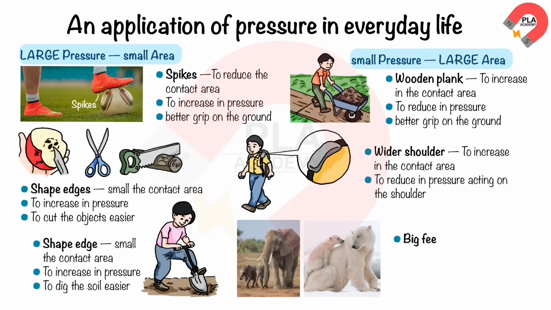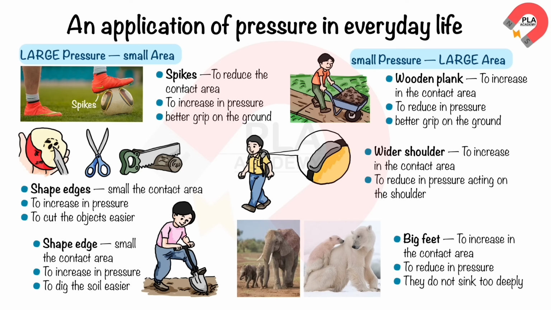The elephant and the polar bear have big feet, which creates a large surface area of contact with the soft ground or snow. This reduces the pressure, so they do not sink too deeply.